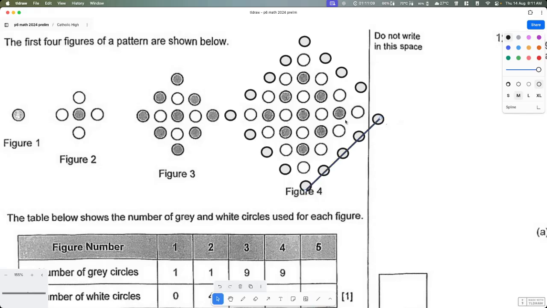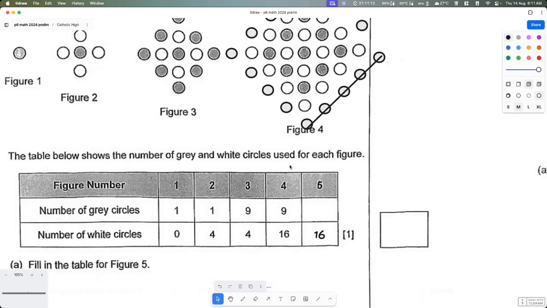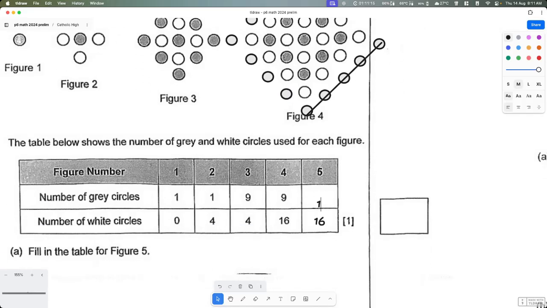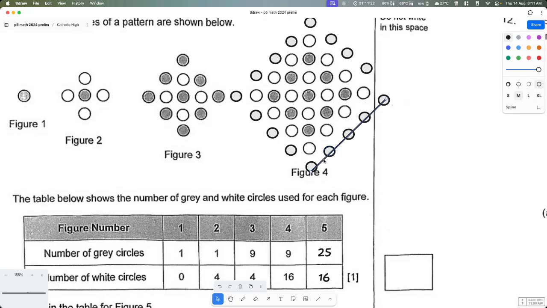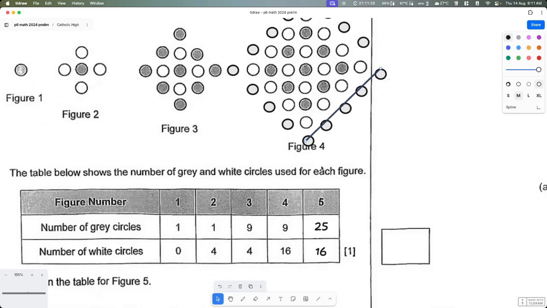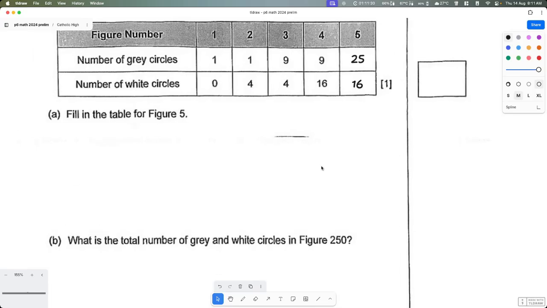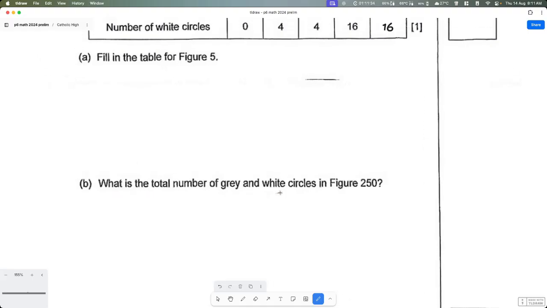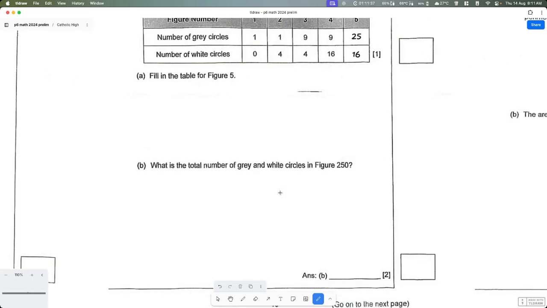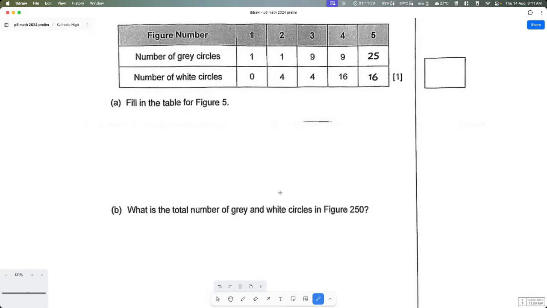So there's 1, and then you can just multiply by 5 itself. So it's 5 times 5. In this case, this is 25 over here. All right, so if you count, 1, 2, 3, 4, and 5. So that's part A. Part B: what is the total number of gray and white circles in figure 250?